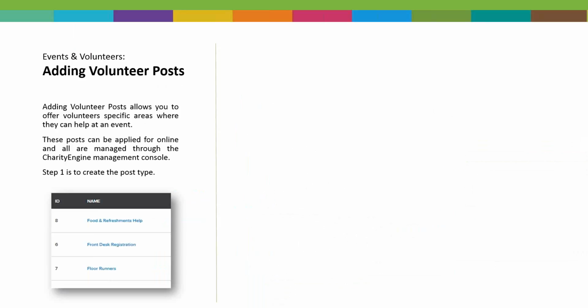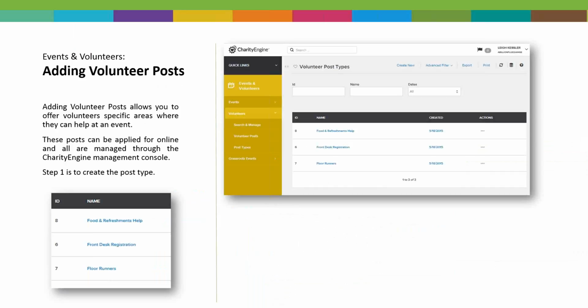So the first thing you do is create the post type. That will be across any event you have. You might want to create these general post types. So as we see here, we've got food and refreshment help, front desk registration, and floor runners.